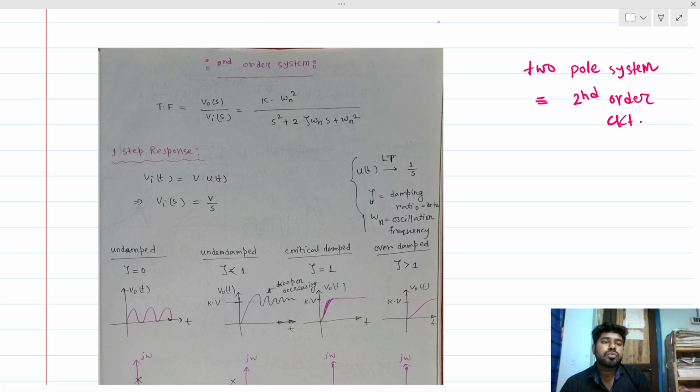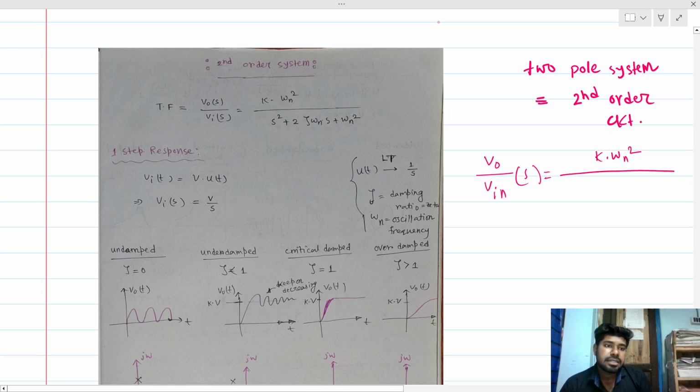Now for a two pole system, the transfer function, the input voltage to output voltage, will be like this: k times omega n square divided by s square plus 2 zeta omega n into s plus omega n square. Here k is a constant. This is the general formula, the general polynomial we can say.